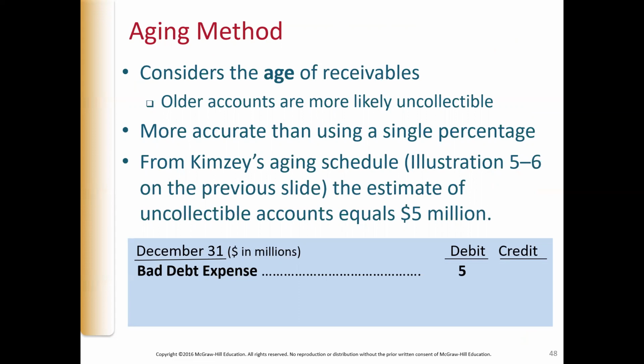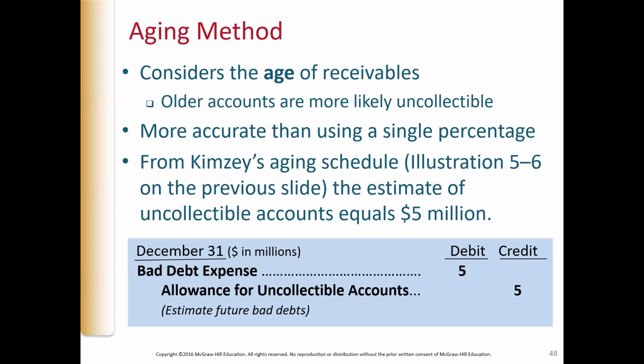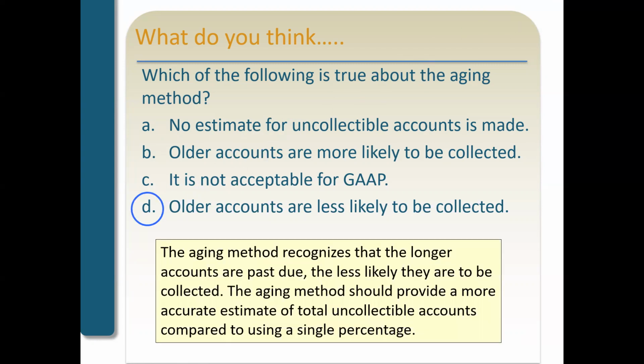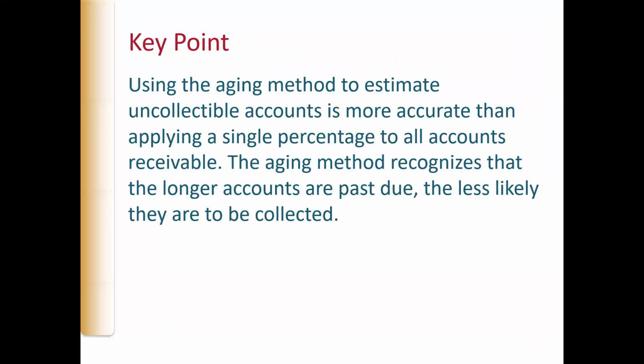So when you do this, you will debit the bad debt expense and you will credit the allowance for uncollectible accounts. Guys, what do you think? Which of the following is true about the aging method? I'd say D. Someone said D? Yes, older accounts are less likely to be collected. Using the aging method to estimate uncollectible accounts is definitely more accurate than just applying a single percent to all the accounts.